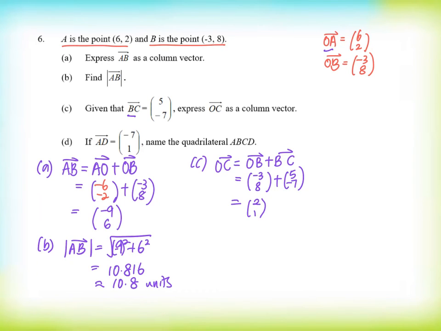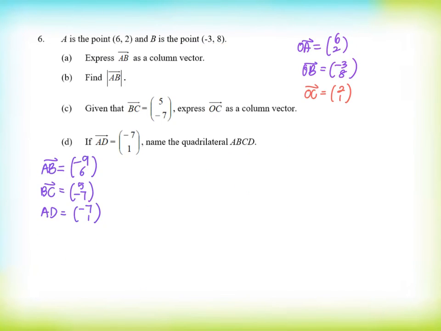Part D. If AD is given as (-7, 1), name the quadrilateral ABCD. What is this talking about? What are some of the possible types of quadrilateral that we can have? Before we begin analyzing this part of the question, let's summarize this important information that we have. Now we know that if I were to have a quadrilateral A, B, C, and D, they need to flow in the correct direction. Let us make a quick sketch of this diagram.